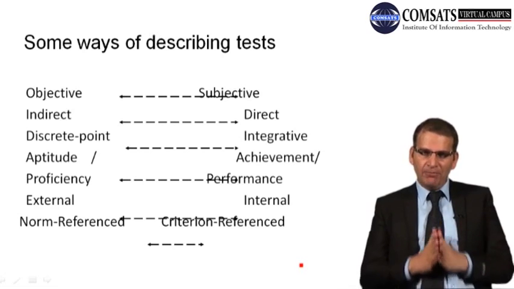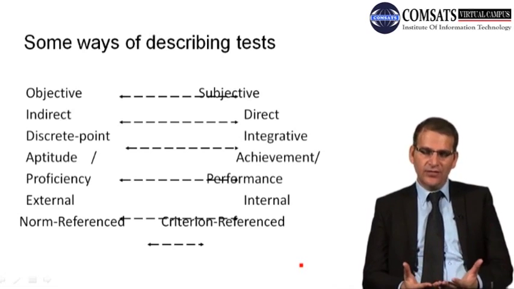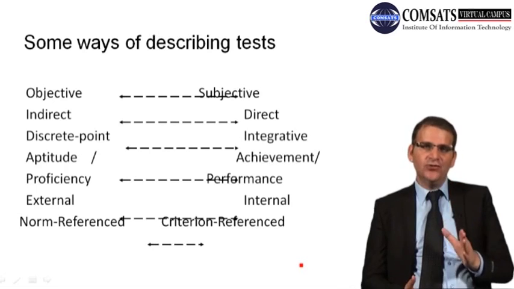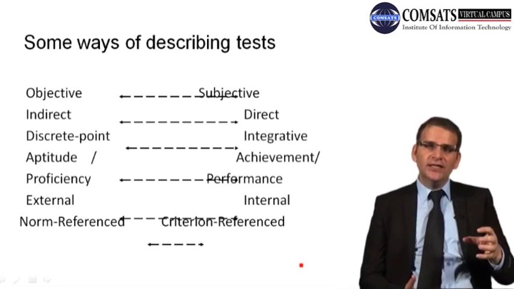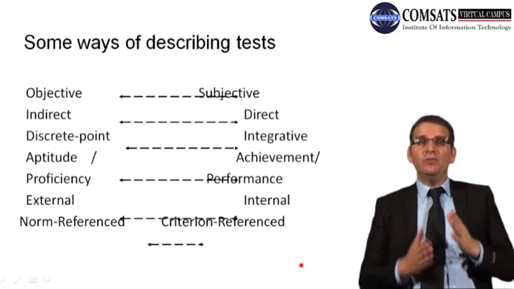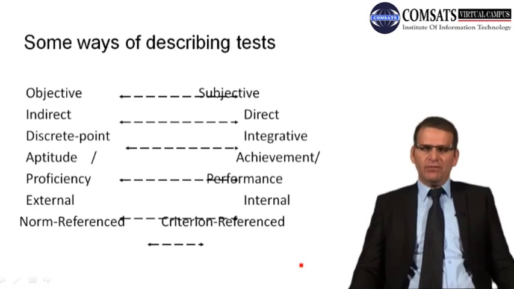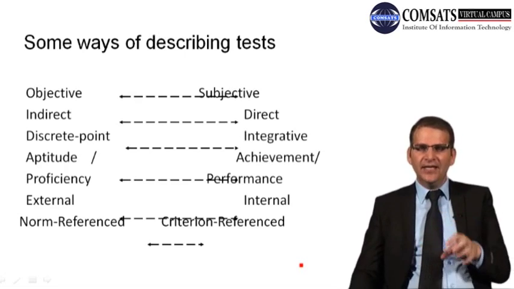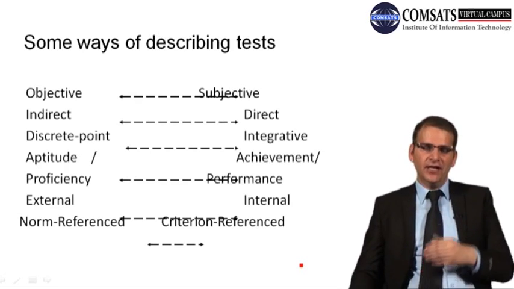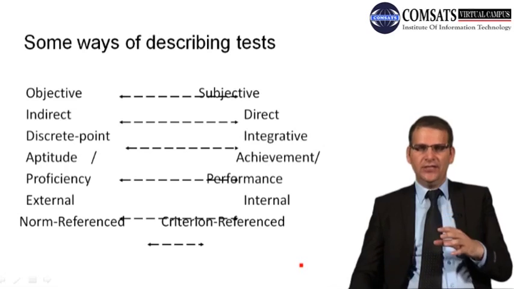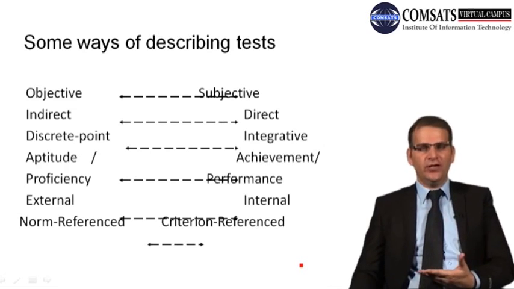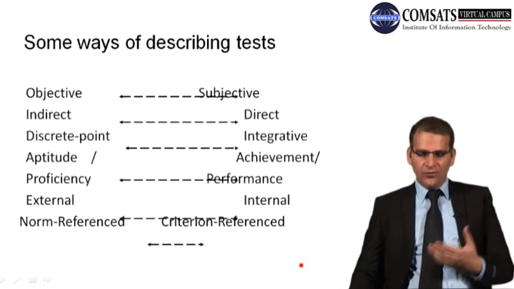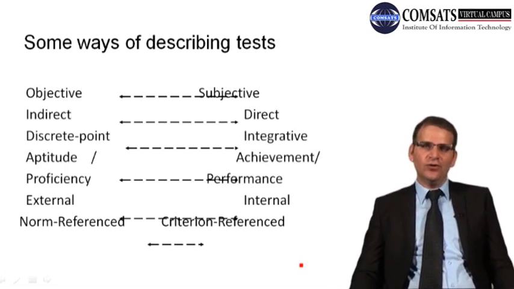And then aptitude and achievement, we discussed that. An aptitude test tells you whether you have the aptitude for it or not, whether you will be able to learn this language or pursue this course. That we call aptitude. Then you have the achievement test, which aims to see the progress that you have made. Then of course proficiency test and performance test.